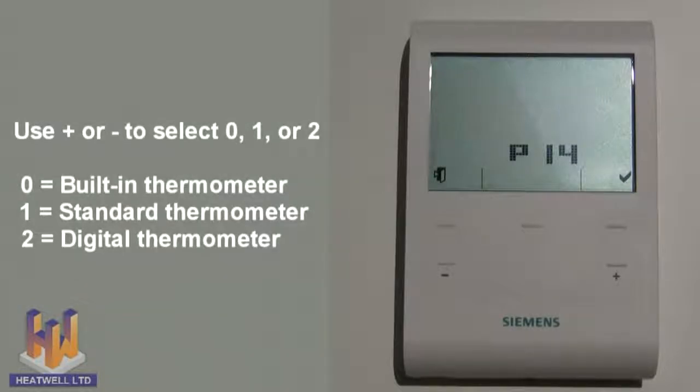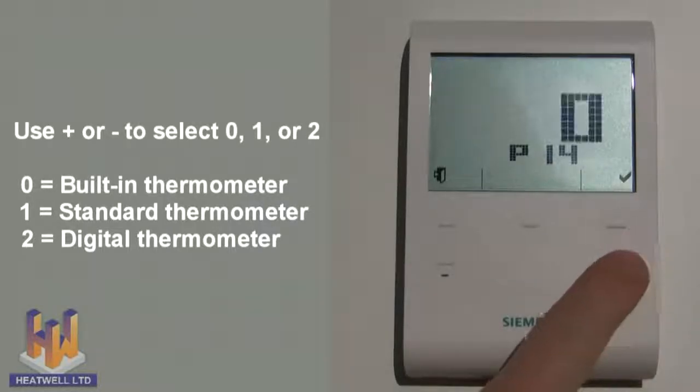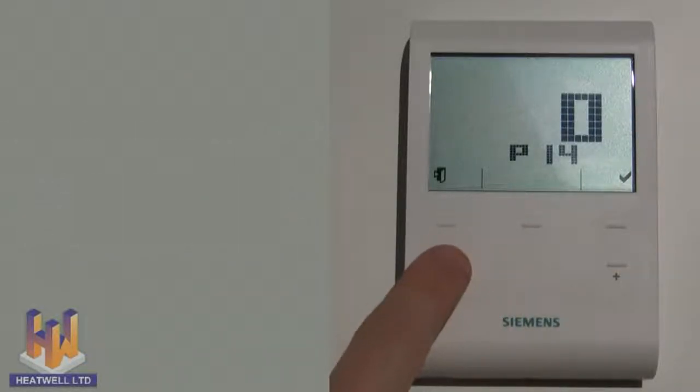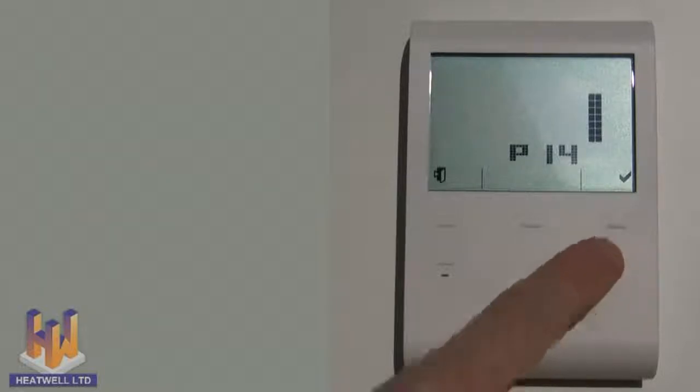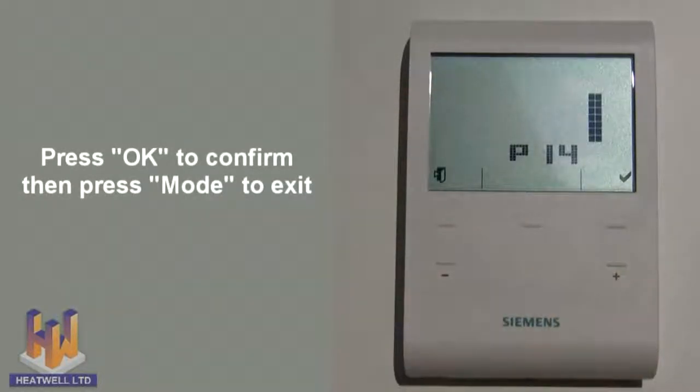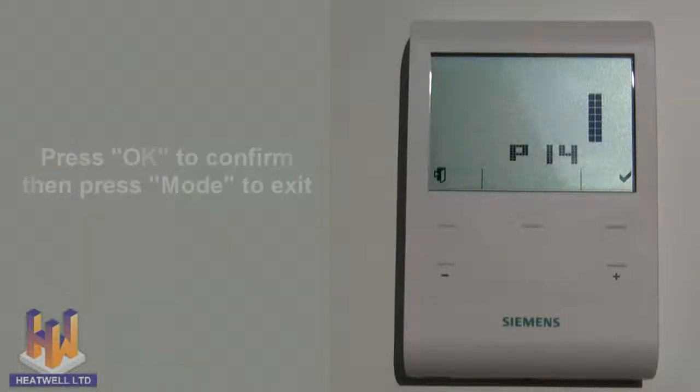Now use the plus or minus button to change between 0, 1 and 2. 0 means the unit will not use an input sensor and will rely on its built-in thermometer. 1 means the unit will use a standard external temperature sensor. 2 means the unit will use a digital external temperature sensor. In this case, we will select 1 for a standard temperature sensor located within the floor. Press OK to confirm, and then press the mode button to exit.